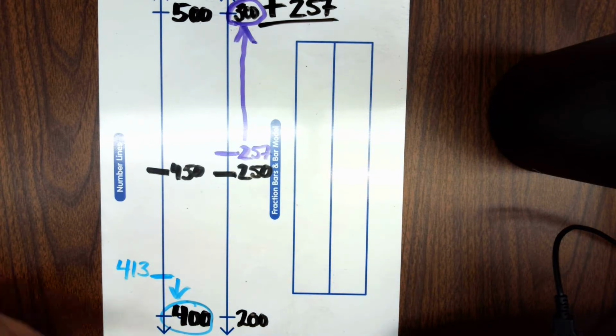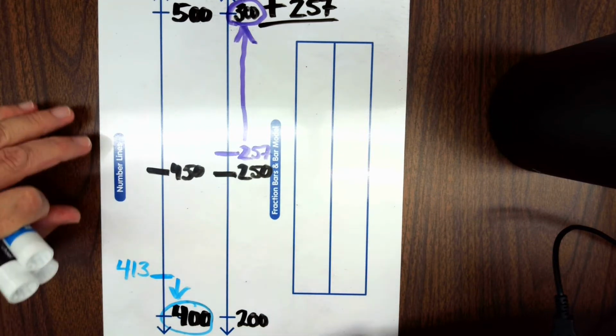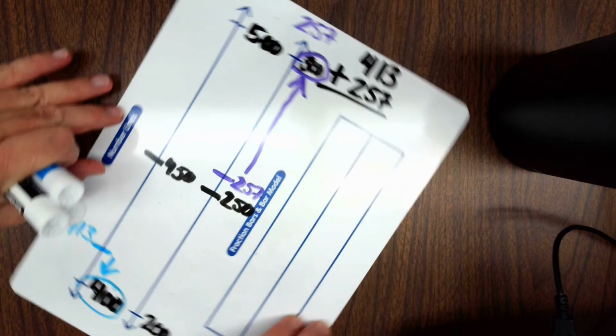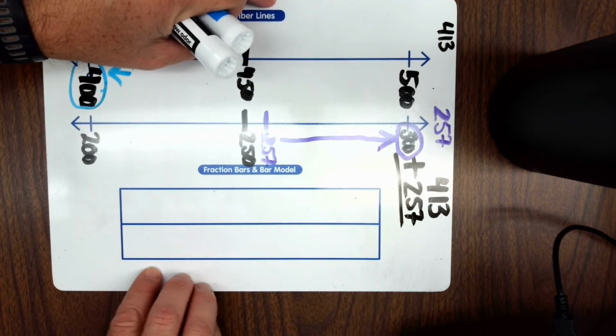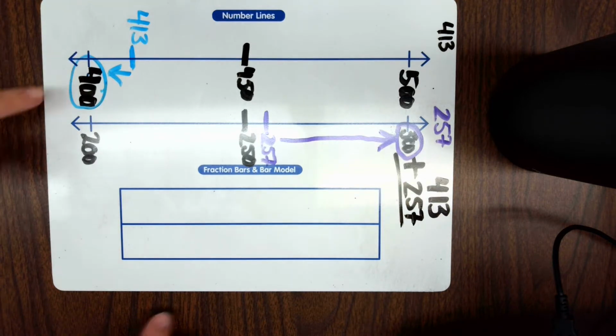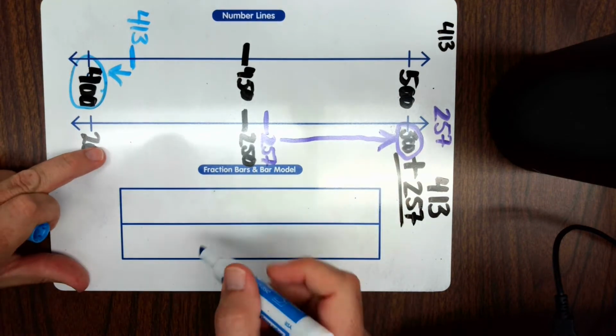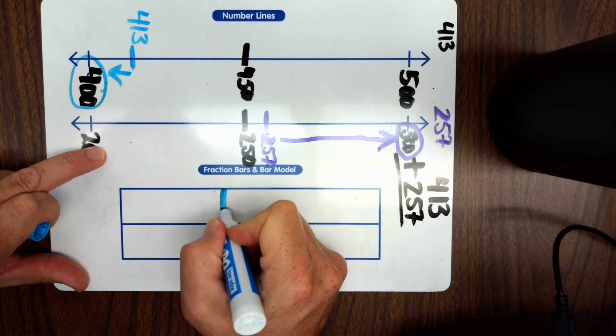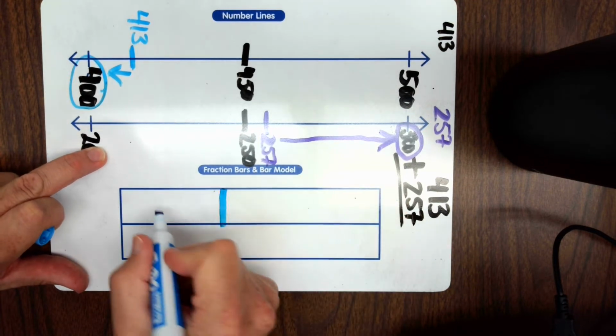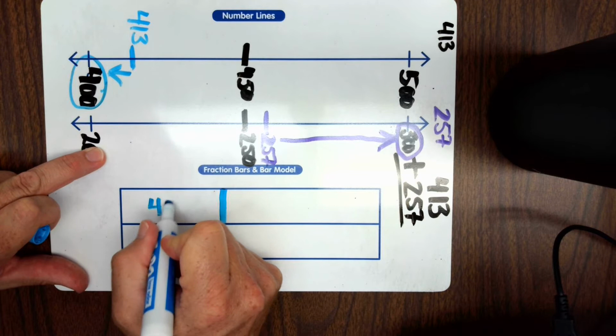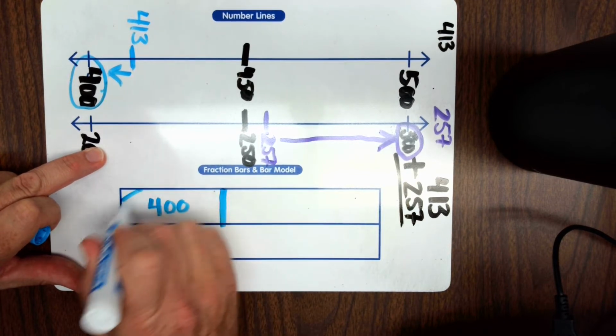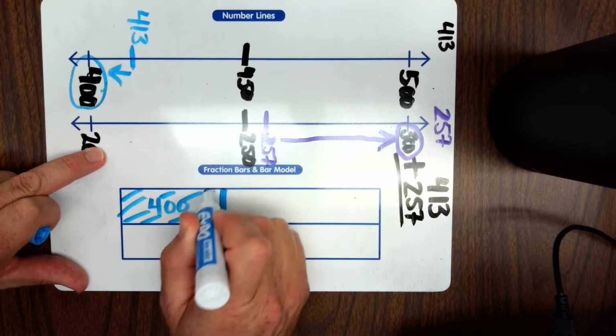Okay, for this next step, we're going to put them together, and we're going to be using our bar model. But first, we're going to flip, or rotate rather. So the first number that I had was 400. So what I'm going to do is draw about a blue line here and write 400. And just so you can see that this is going to be my 400.